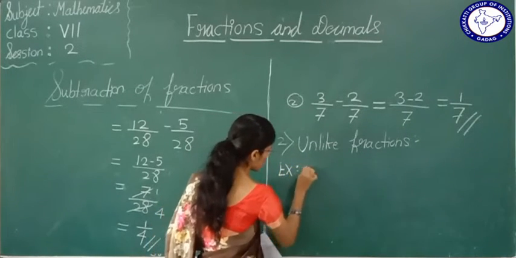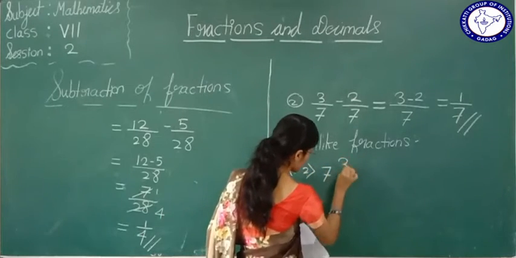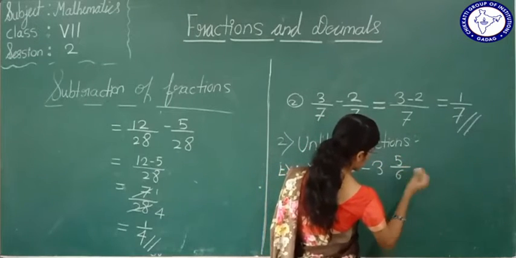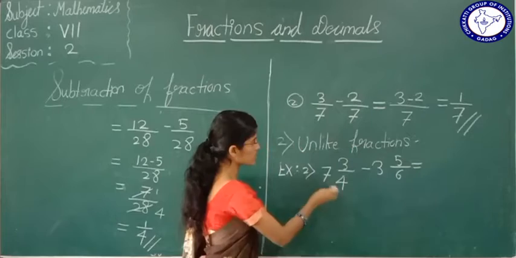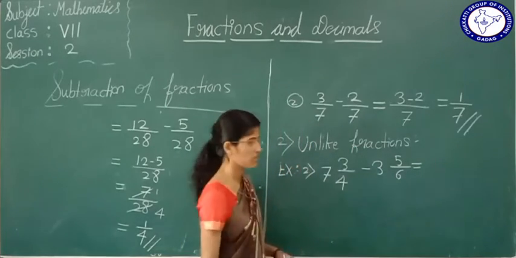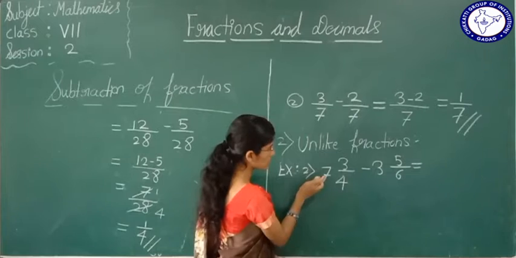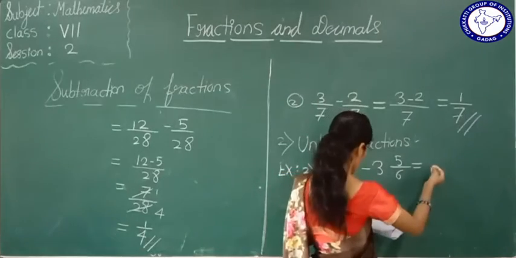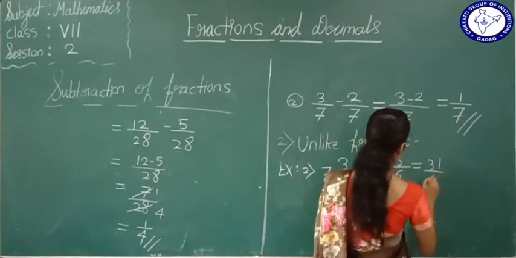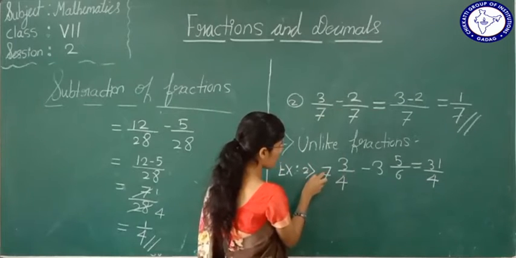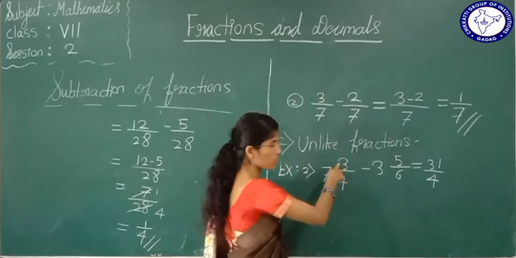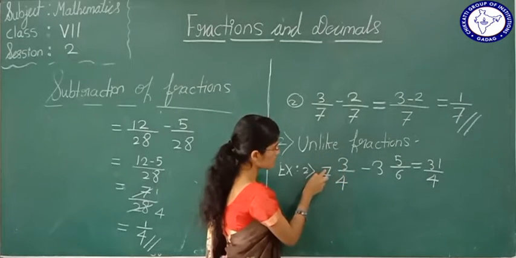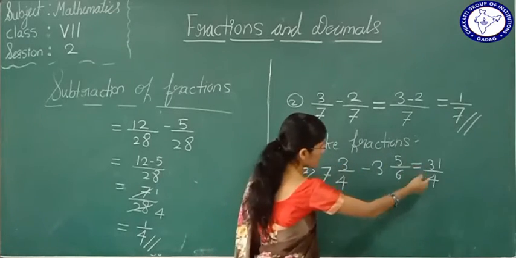Say example number 2. 7 integer 3 by 4 minus 3 integer 5 by 6. Now first convert this into an improper fraction. How to convert into improper fraction? See here, 7 fours are 28. 28 plus 3 is 31. 31 by 4. See here, whole number into denominator plus numerator, divided by denominator. Yes or no? 7 fours are 28, plus 3 is 31 by 4.